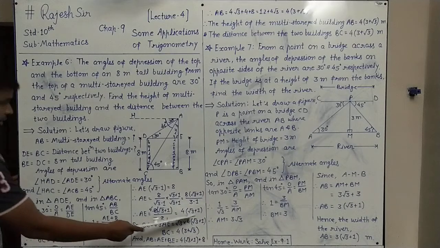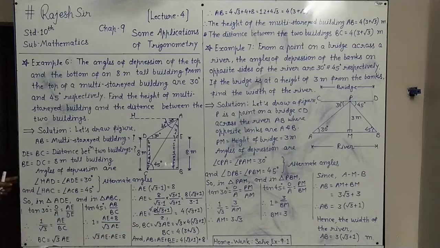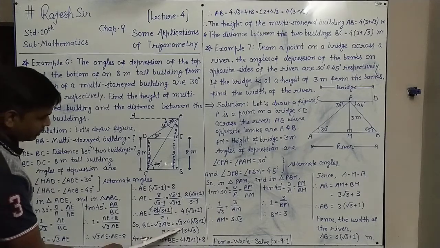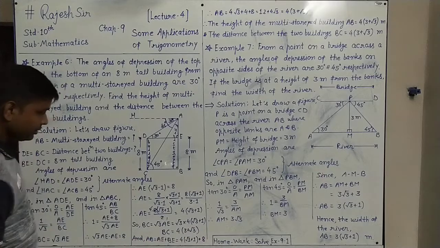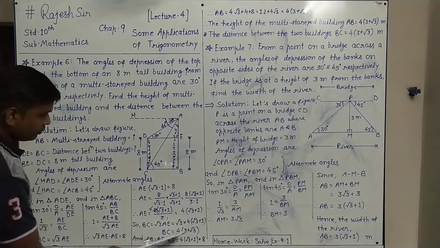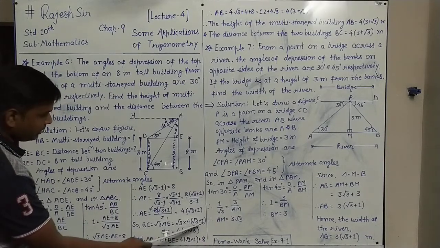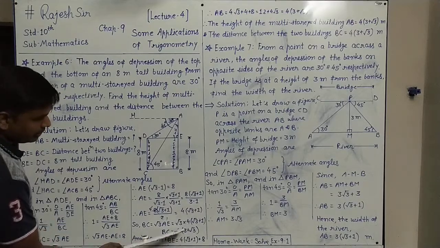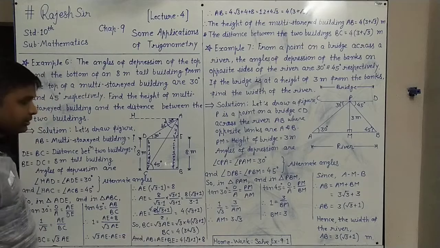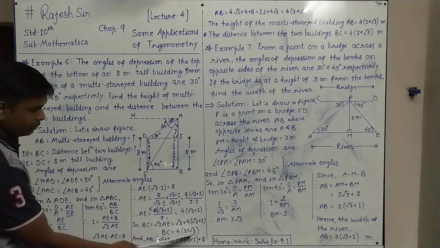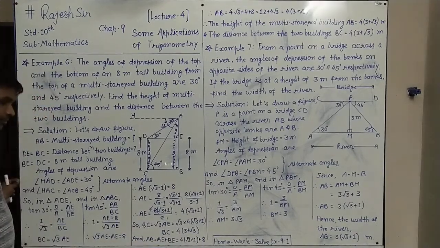Now if we have AE, we can find BC, because BC equals root 3 AE. Place the value: AE is what we have found, 4 into root 3 plus 1. So BC equals root 3 multiplied inside, and 4 is outside only. Root 3 into root 3 is 3, plus root 3 into 1 is root 3. So BC equals 4 into 3 plus root 3 we have.